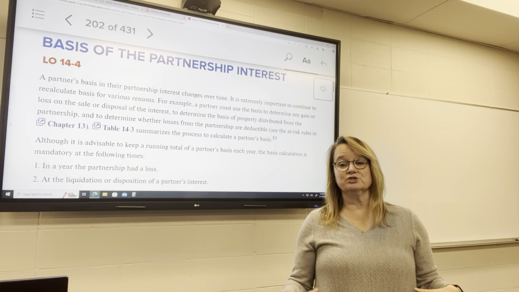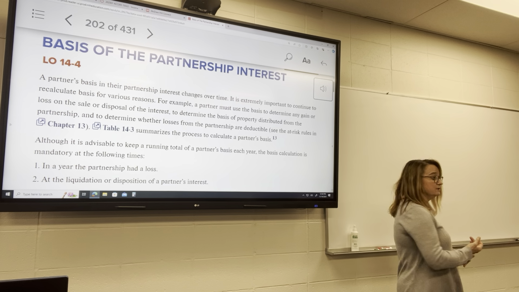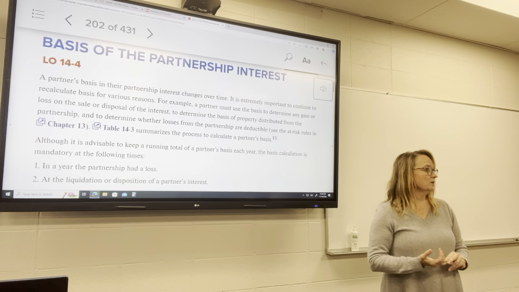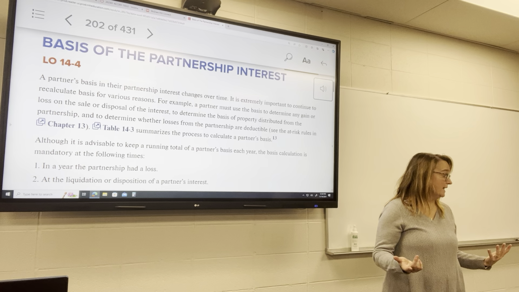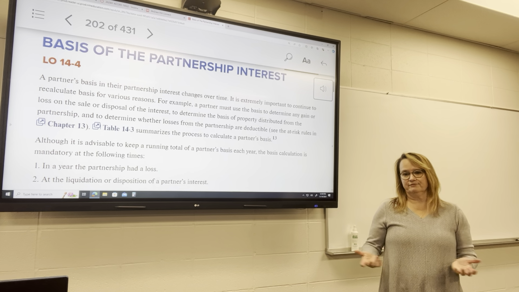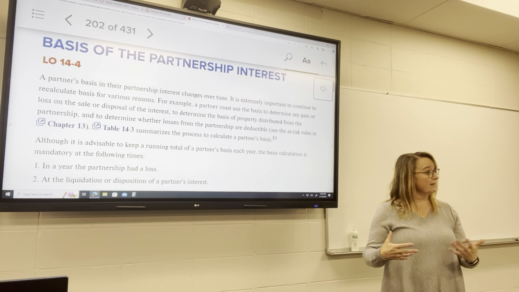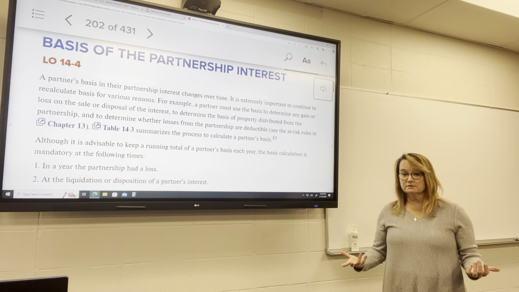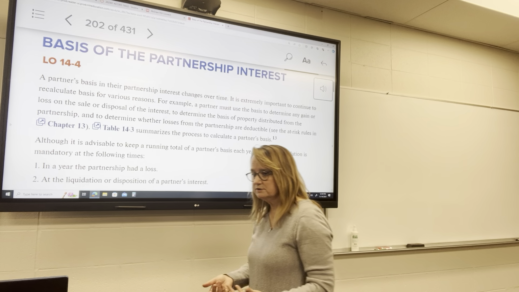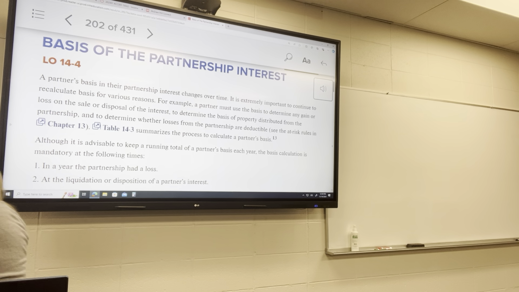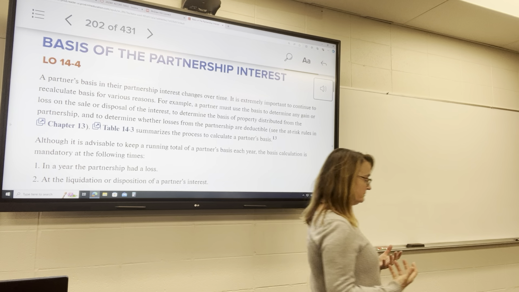But we need that information because if the partner sells their partnership interest, we need to know what the basis is to determine any gain or loss on that. So just like any other asset, if the basis is $100,000 and they sell it for $200,000, now they've got a gain of $100,000, right? Conversely, if it's $50,000, now they've got a loss of $50,000 on their partnership interest, and they will have to claim that and pay tax on that, just like any other type of asset.